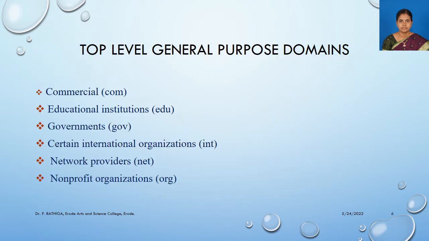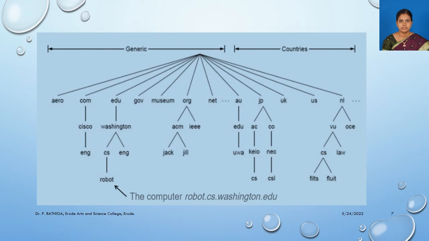Some of the top-level generic purpose domains are commercial .com, educational institution .edu, governments .gov, certain international organizations .int, network providers .net, and non-profit organization .org. It's an example tree view of the DNS system.